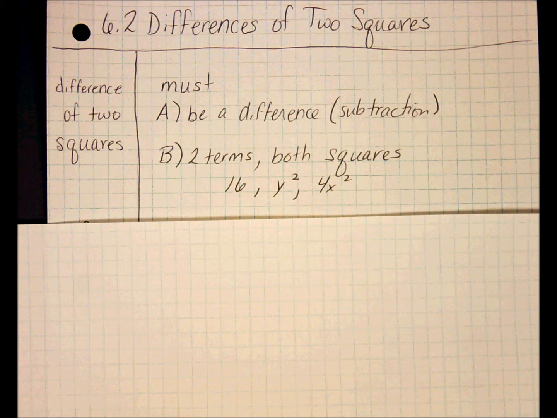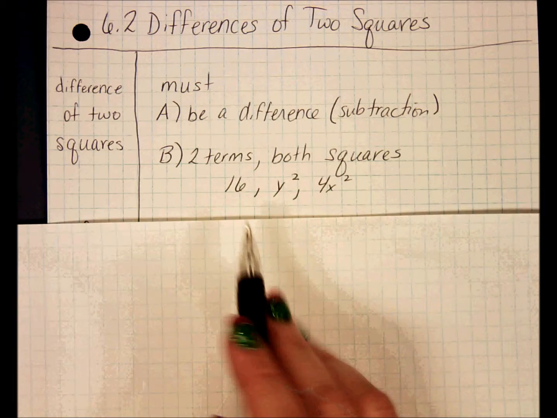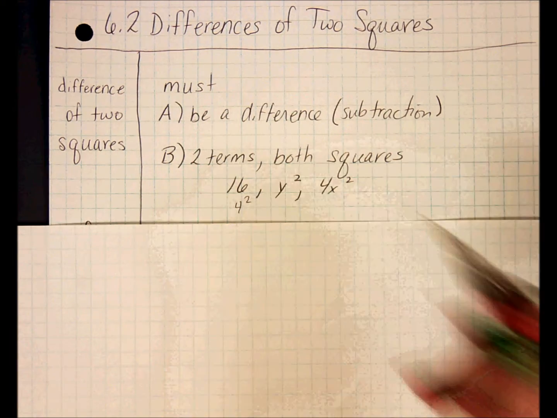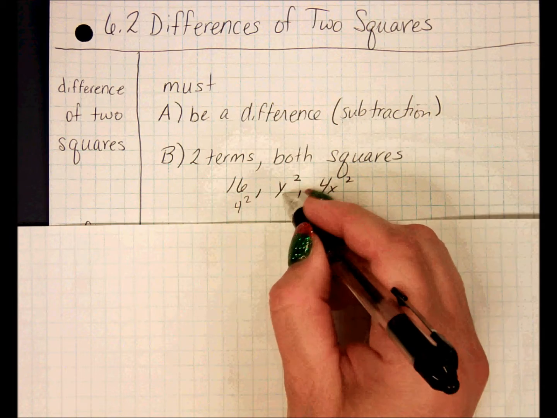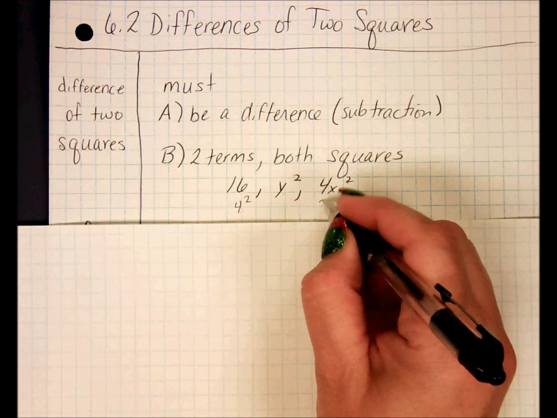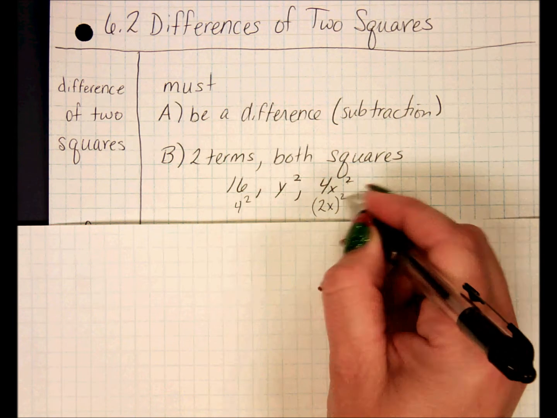So in order for it to be a difference of two squares, there must be two things. The easy one, they have to be a difference. There has to be a subtraction, cannot be addition. And the other one is that you have two terms and they're both squares. So 16 is a square, that's 4 squared. y squared is a square because it's y squared. And 4x squared is a square because it's the same thing as 2x squared.